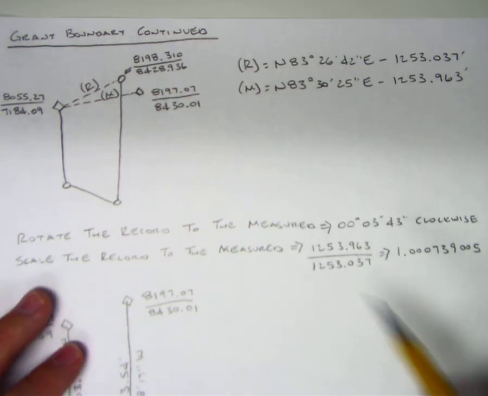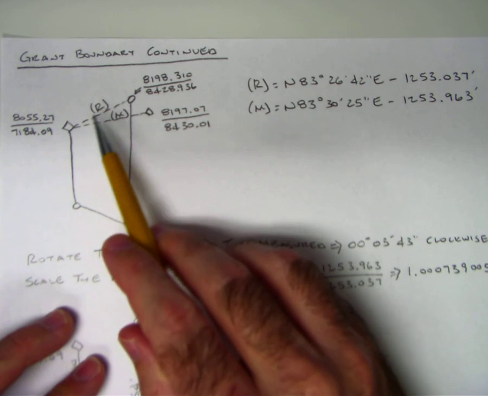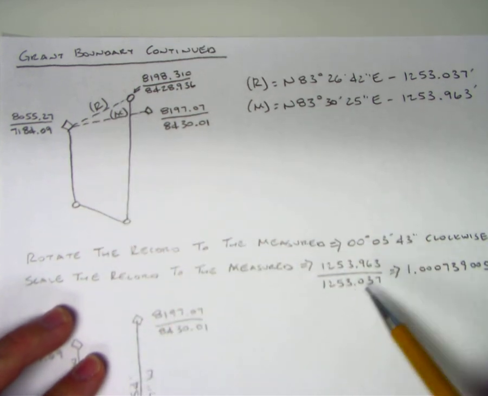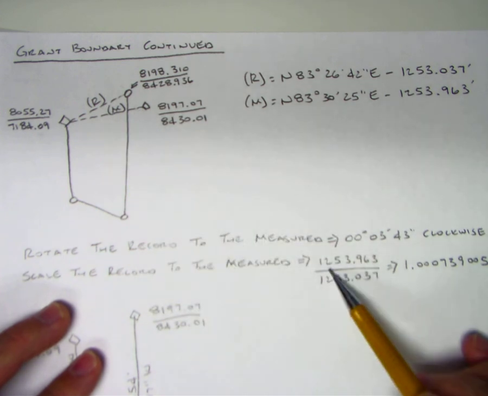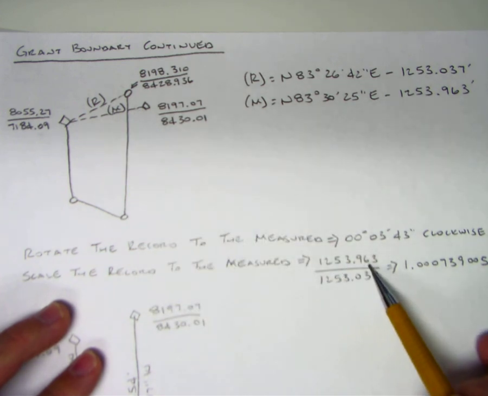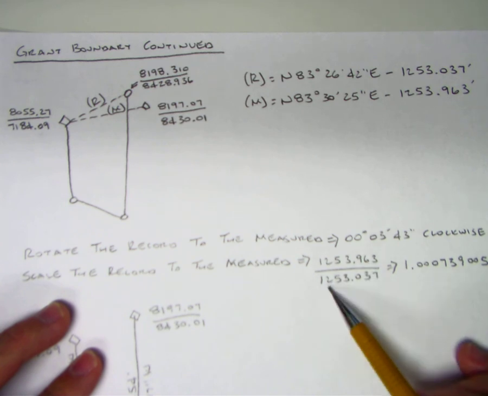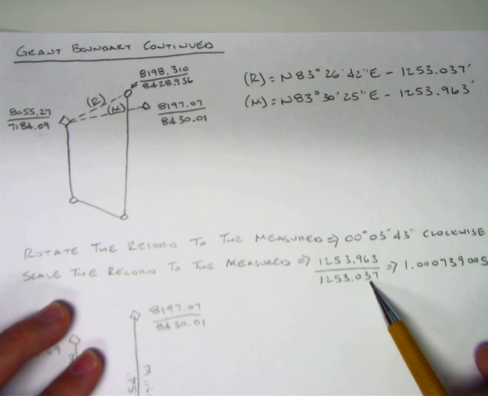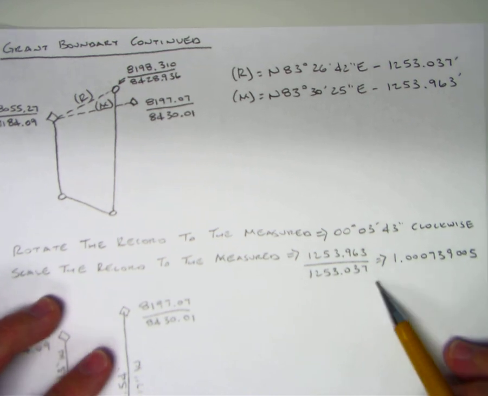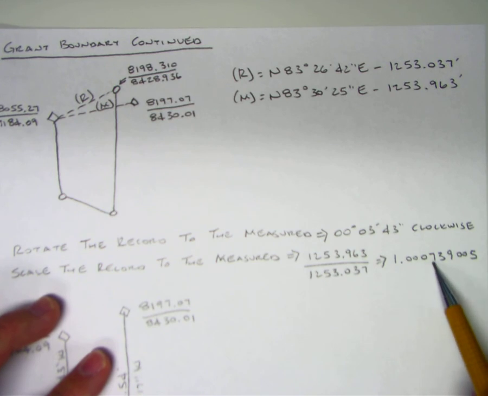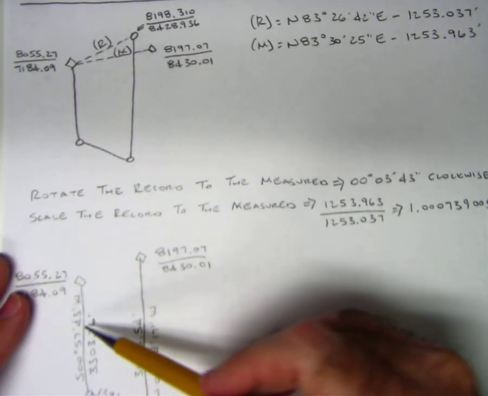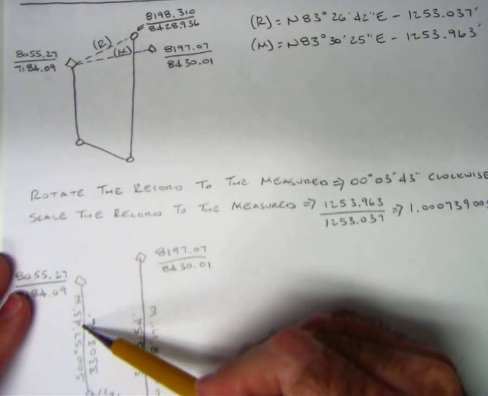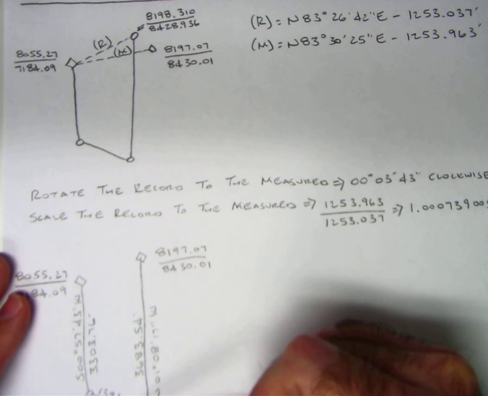Next thing I'm going to do is to scale the record to the measured. So here's my record, here's my measured. I'm going to scale it, and the record has to grow, basically. So it's 1,253.963, which is the measured distance, and 1,253.037, which is the record distance, which gives me a scale factor to be applied to the distances of 1.000739005.